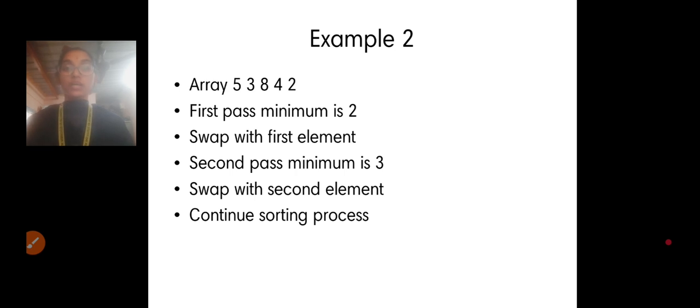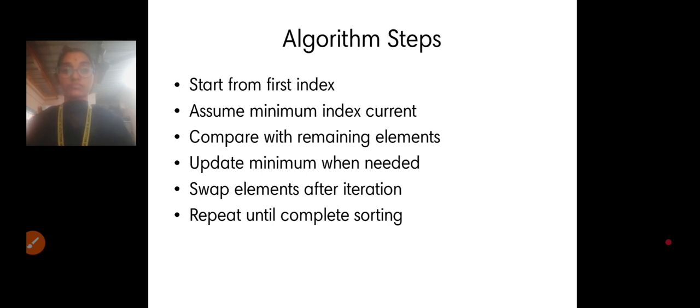Example 2. Array. Let us assume 5, 3, 8, 4, 2. First pass, minimum is 2. Swap with first element. Second pass, minimum is 3. Swap with second element. Continue sorting process.